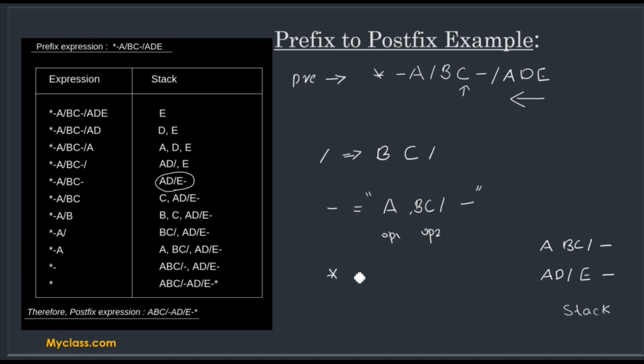Now there is another operator, multiplication. Only two items are there in the stack, so we are popping these two items: A, B, C, division, subtraction, and A, D, division, E, subtraction. So this is our operand 1. This is our operand 2. Now we are adding this star into this string, and this whole string we push back to our stack. So this is our postfix expression. Now the stack only contains this expression, since we already popped the others. So that is the resultant postfix expression.